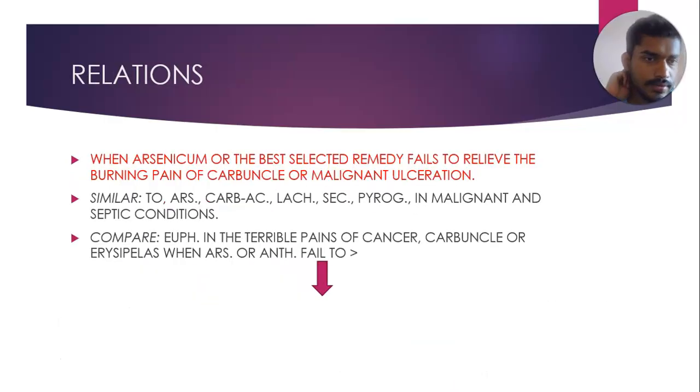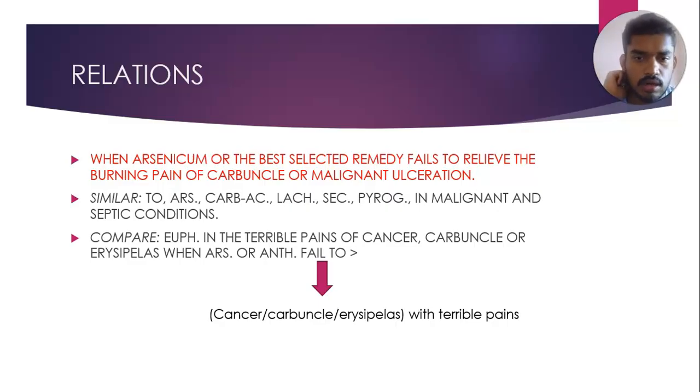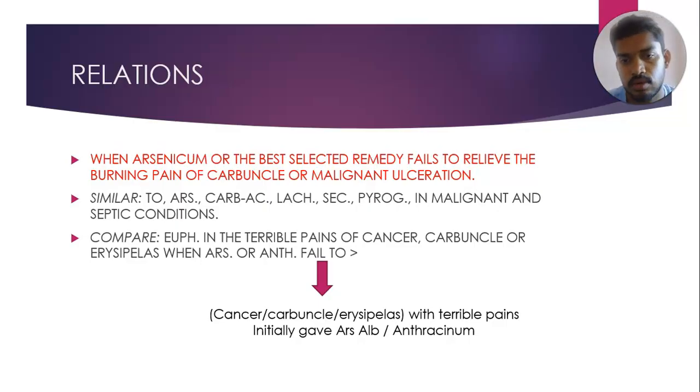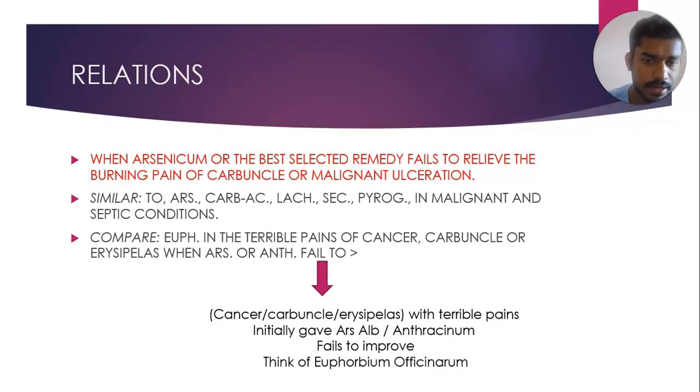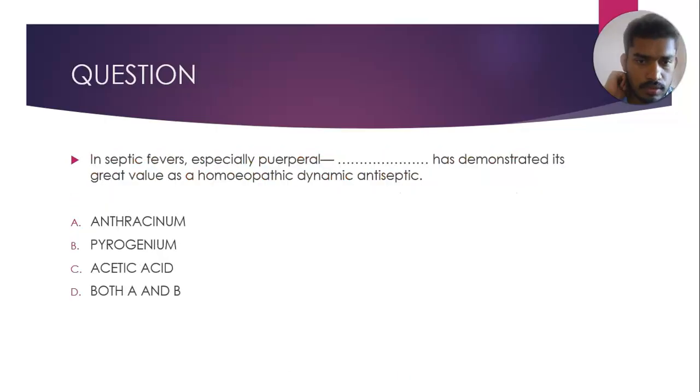Okay, so that's it. Relations: when arsenic or the best selected remedy fails to relieve the burning pain of carbuncle or a malignant ulceration, you have to think of anthracinum. So if arsenic fails, you have to think of anthracinum. Okay, all the other similar remedies were already compared. So to say about this last point, in a cancer or carbuncle or erysipelas with terrible pains, you initially prescribed Rhus tox or anthracinum, but it failed to improve, then you have to think of Euphorbium officinarum. Okay, so that is the remedy here.